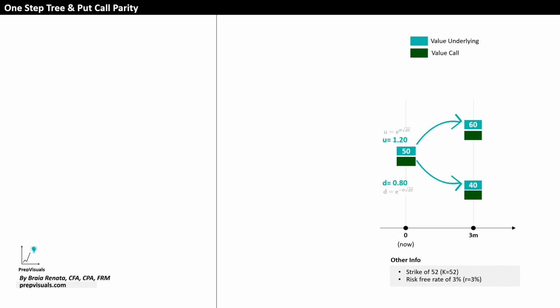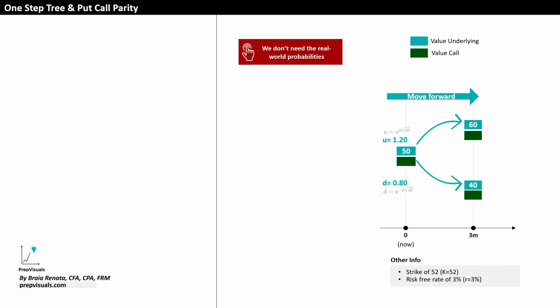And basically, this set of information is enough for us to calculate the value of this call option because we do not need the real-world probabilities of each outcome. And you will understand everything in a bit. And basically, when it comes to valuing options, you need to understand that unlike the value of the underlying, which is calculated by moving forward, the value of the option is calculated by moving backwards, which is also called backward induction.